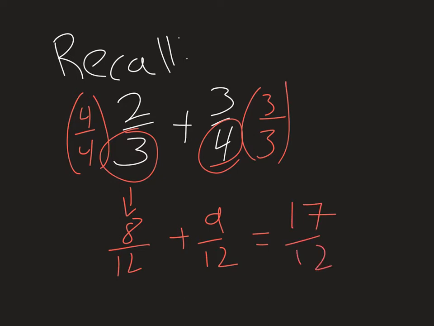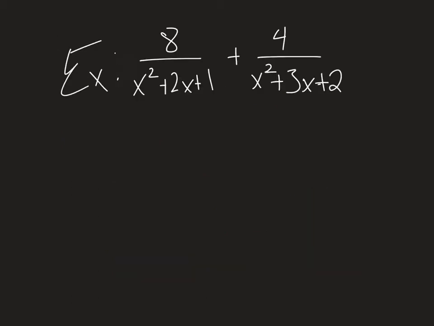Now, we're going to go through the same process with rationals. This is kind of the guiding thought. We have to find a common denominator, and then from there we can combine like terms, do those kind of things like we did here. So let's look at an example.